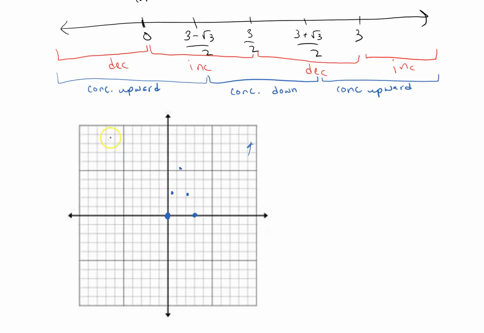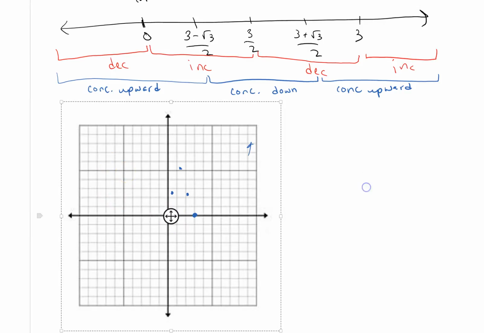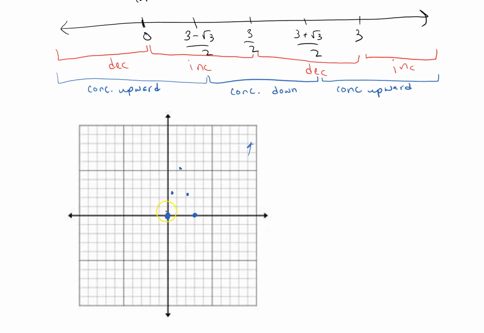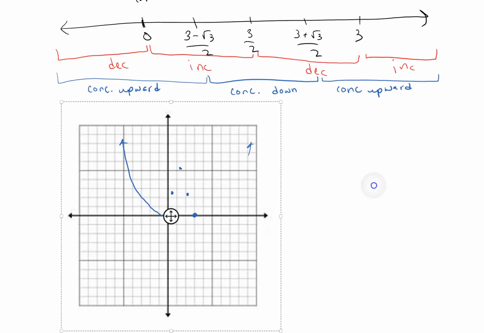So we're starting out up in the positive infinity. We know that from negative infinity to 0, we are decreasing in concave upward. So I want to show that decreasing in my graph, and I want to show the concavity. So I'm going to draw kind of a swoop in that direction. Notice it's opening up like a bowl, catching the water. And when we go from 0 to this 3 minus root 3 over 2, we are increasing in concave upward. So I'm going to continue the concavity, but I'm going to switch to increasing. So it's going to look like this.